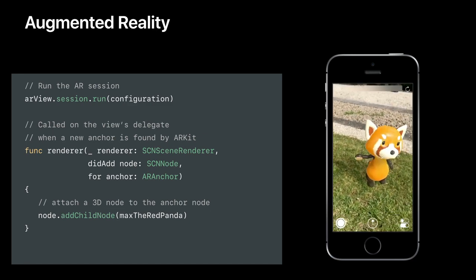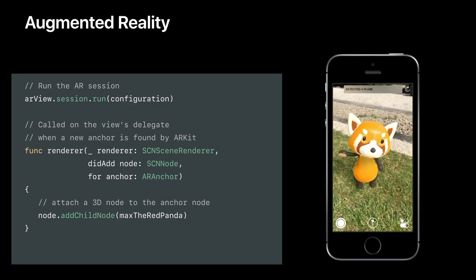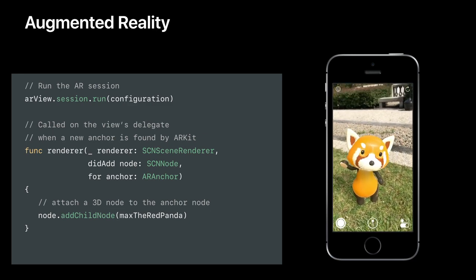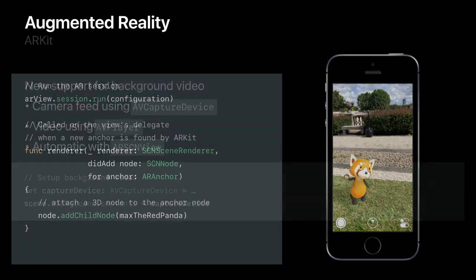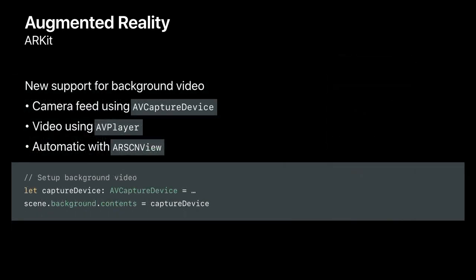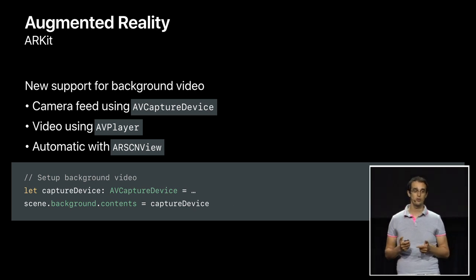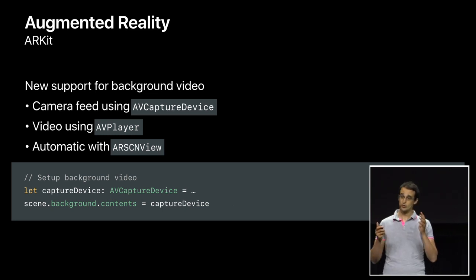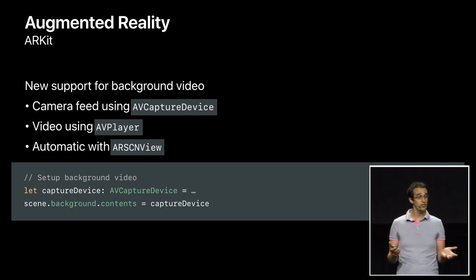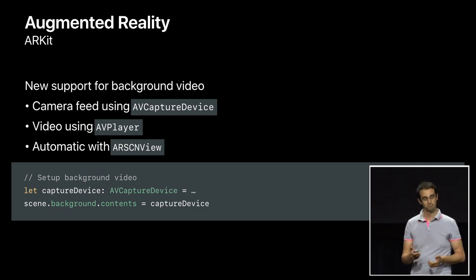by ARKit. That's simple. And to support AR SCN view, we extended our material property to support AV capture device and AV player as natively supported types of content. So that means that it's very easy with just one line of code. You can now directly connect the video feed of your iPhone or iPad to a texture in SceneKit or to the scene background.